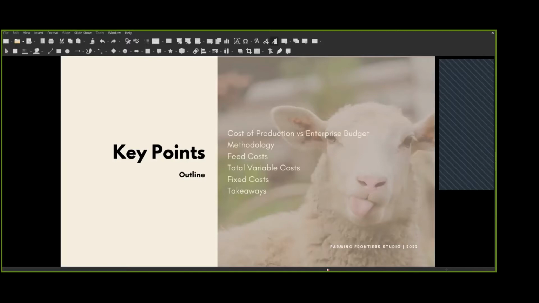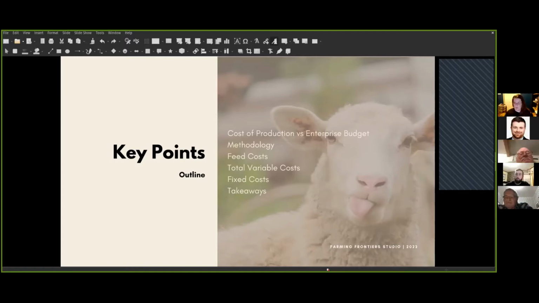I don't have too many comparatives because there's not a lot out there on cost of production. If you've looked around, there's very little Canadian data easily accessible on what it costs to produce a lamb. And I will take questions at the end.